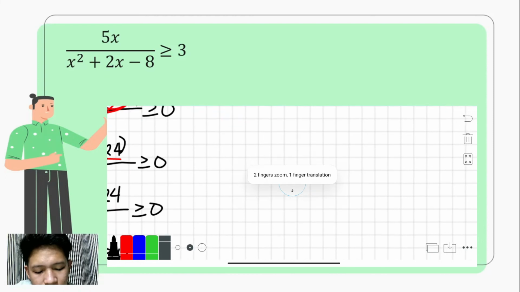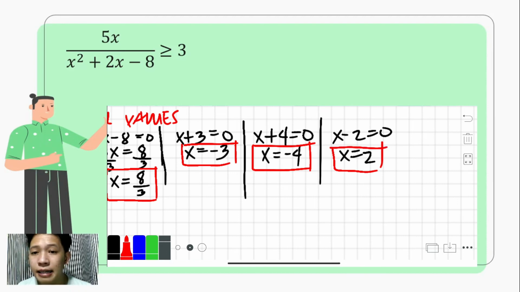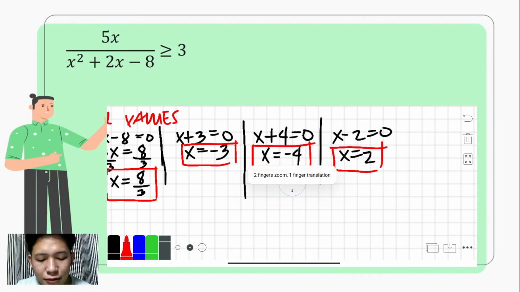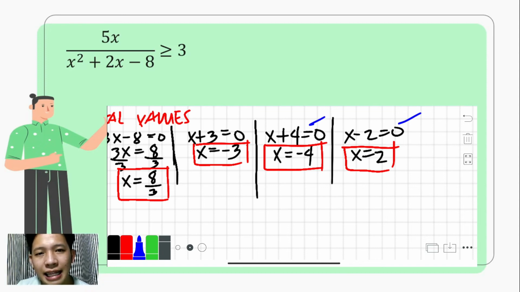And lastly, we have x minus 2. So we have here x minus 2 equals 0. Then x would be positive 2. Alright, so this would be our fourth critical value. At kung papansinin natin, si x plus 4 at saka si x minus 2, nanggaling po yan sa ating denominator. And since ang ating inequality symbol ay may equal to, then yung negative 4 at positive 2 should be what? Should be a hollow dot. Hindi po natin siya dapat isama kasi dito magiging undefined yung ating value.